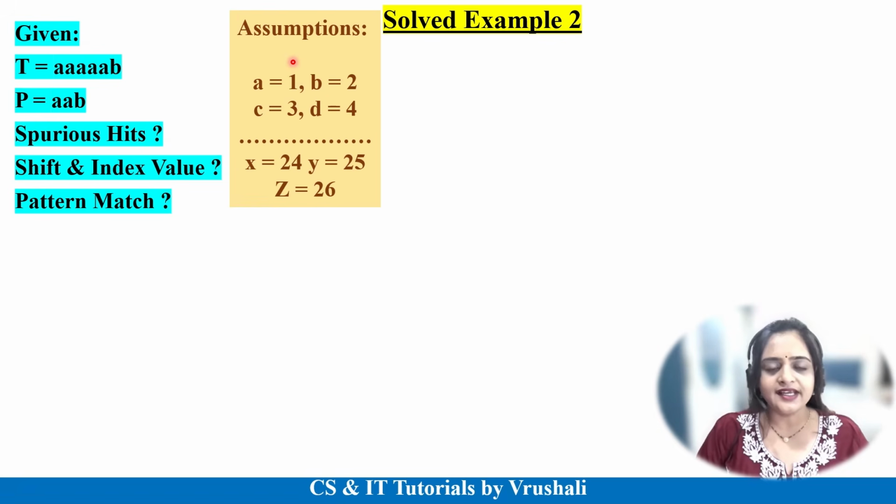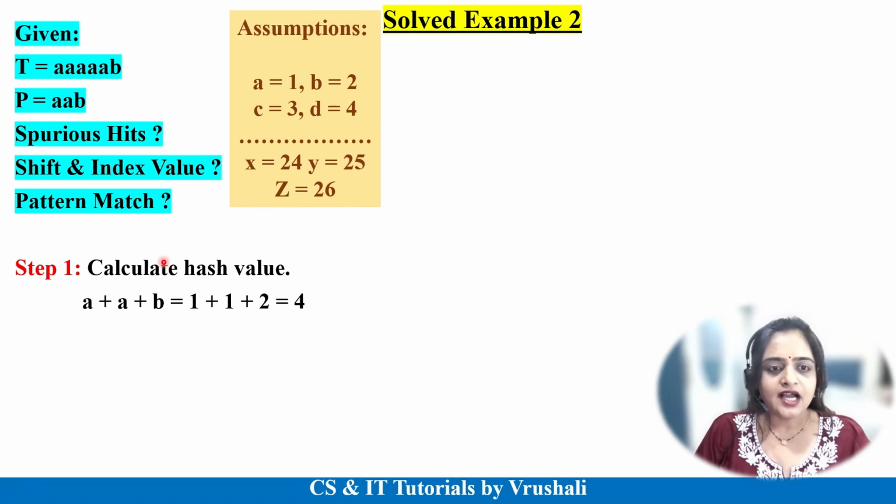So what exactly is it? See, we are considering A equal to 1, B equal to 2, C equal to 3, D equal to 4, sequentially up to X equal to 24, Y equal to 25 and Z equal to 26. It means there are total 26 alphabets, 26 characters, right? So we are understanding these assumptions while solving the example.